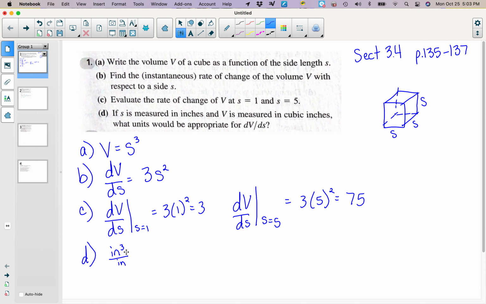And I know there might be a temptation to cancel one of the inches and say inches squared, but that wouldn't make sense for this unit. It's inches cubed per inch is how we would describe the rate of change for the volume with respect to the side.